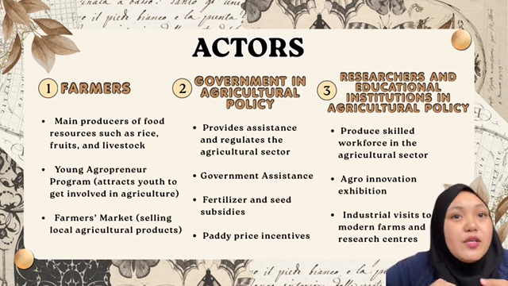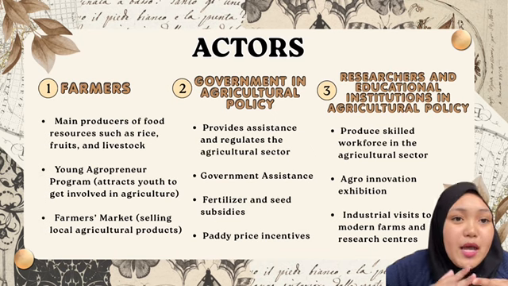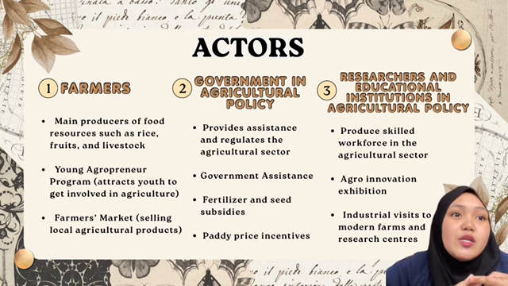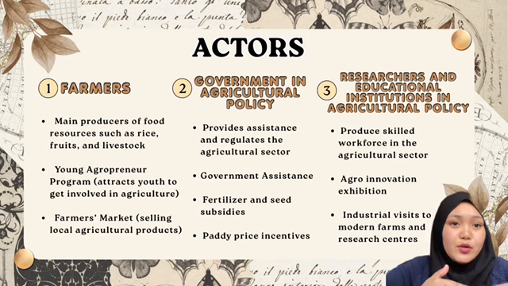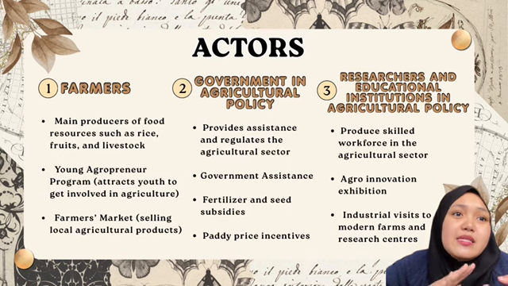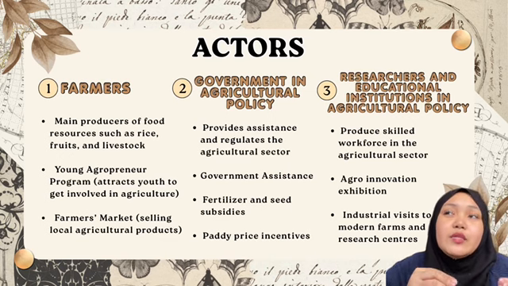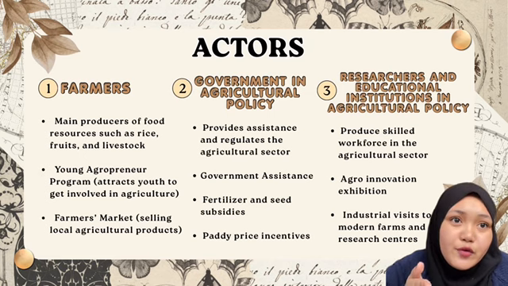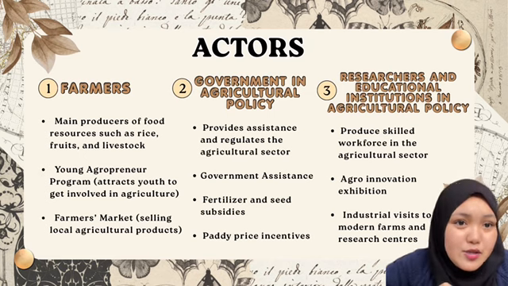In conclusion, farmers, the government, and researchers and educational institutions all play important roles in agriculture policy. Cooperation among these actors can improve agriculture productivity and ensure food security for the country.